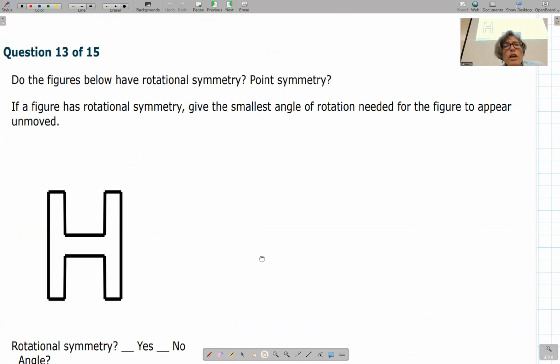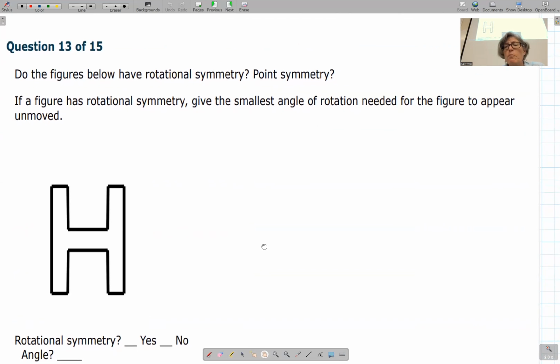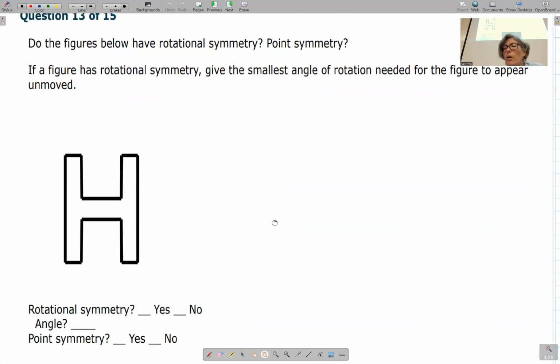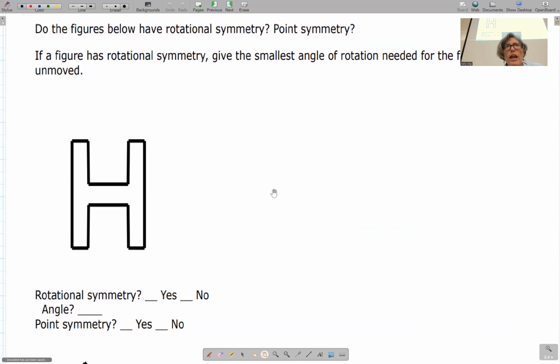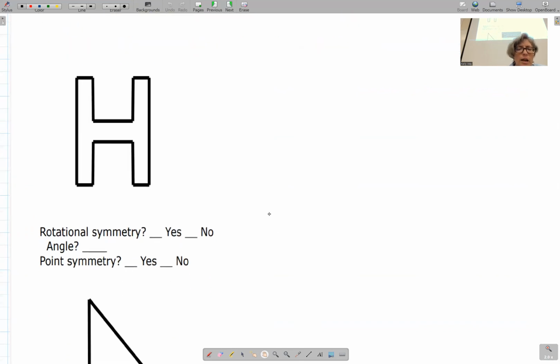Determine if it has rotational symmetry and if it has point symmetry. Point symmetry is a little bit different. Point symmetry is a type of rotational symmetry where you have a reflected across the origin image. All right. And so I'll give you an example. Here, the first question is, does it have rotational symmetry? And the answer is yes. So we can take this H and you only have to rotate 180 degrees and you get the same image. So yes, it has rotational symmetry, and the angle of rotation is 180.